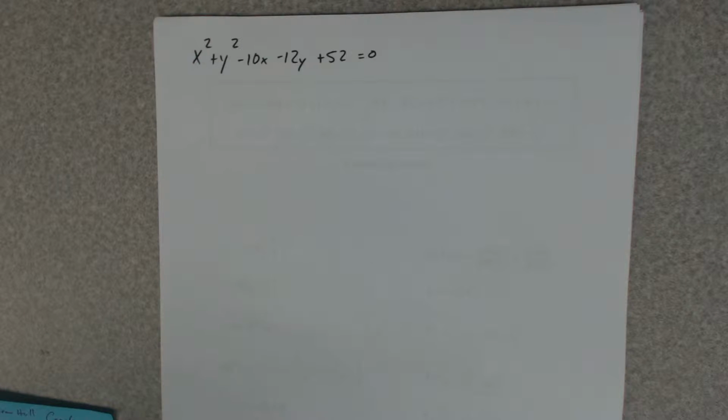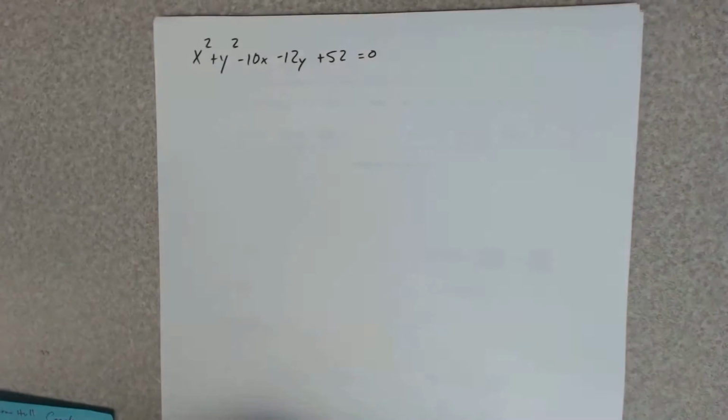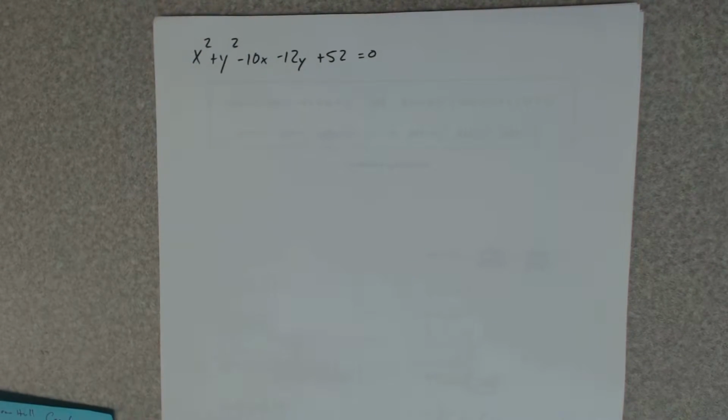So here you're given an equation of a circle, but it's not written in standard form. So what we want to do is rewrite this equation in standard form. So what you do is called completing the square. And the idea, and here's the simple trick about it.